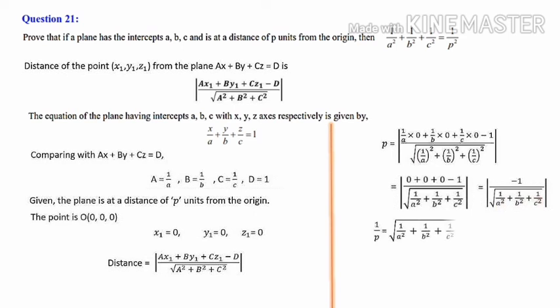Then we have to take the reciprocal because we want 1 by p square. We have p here, so let's take the reciprocal, means 1 by p, and here the modulus and minus are gone, just take it up and down. That means we will get root of 1 by a square plus 1 by b square plus 1 by c square. Then we don't want the square root here, so let's take squares on both sides. That is, we will get 1 by p square is equal to 1 by a square plus 1 by b square plus 1 by c square. So this is the required result, hence proved.